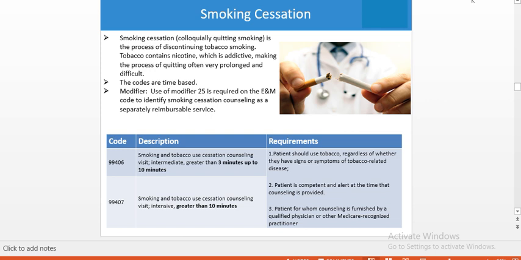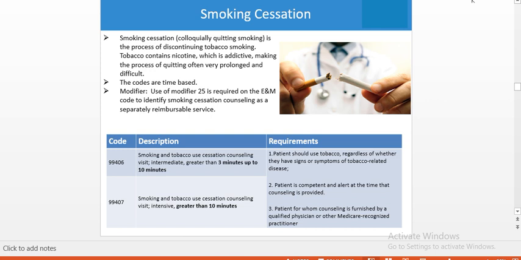Otherwise, what are the problems going to happen in the future? The physician will explain to the patient. These smoking cessation codes are time-based codes. So we will check how to use the modifier here. Use of modifier 25 is required on the E&M code to identify smoking cessation counseling as a separately reimbursable service.